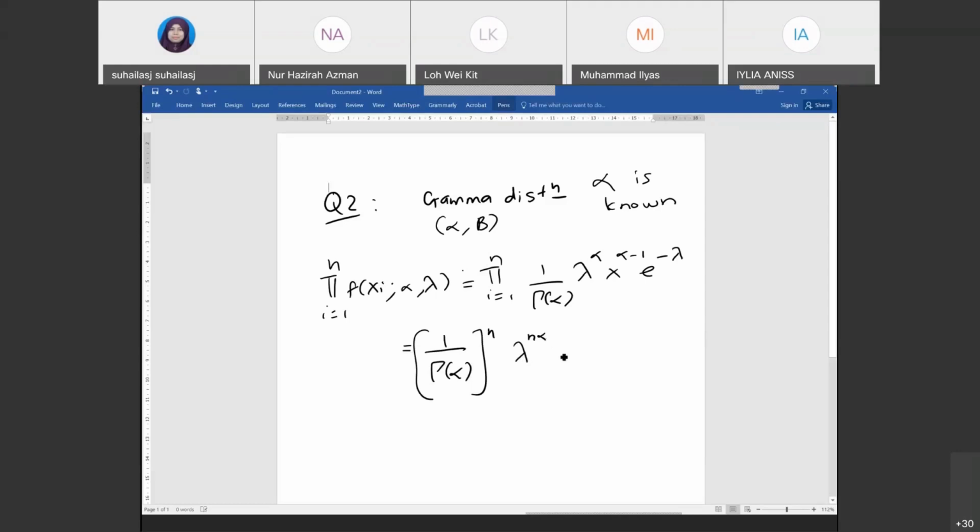Okay. So, ini x1, alpha minus 1, x2. This one, kamu akan tulis produk xi, alpha minus 1. Ini dia akan jadi exponential negatif lambda sigma xi. Okay. Kamu akan elaborate lah. Maksudnya 1 over gamma alpha, lambda alpha, x1, alpha minus 1, exponential negatif lambda x1, darab 1 over gamma alpha, lambda alpha, x2, alpha minus 1, exponential negatif lambda x2, sampai kamu ada n term. Okay, ini cara kita simplify kan.